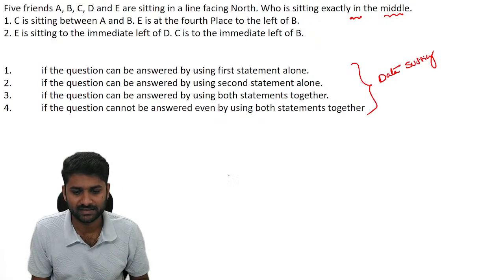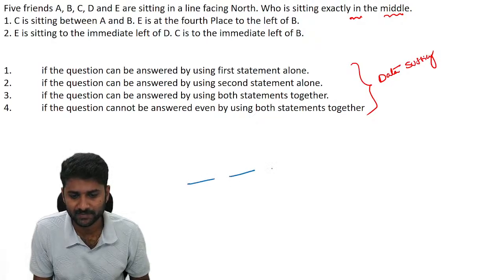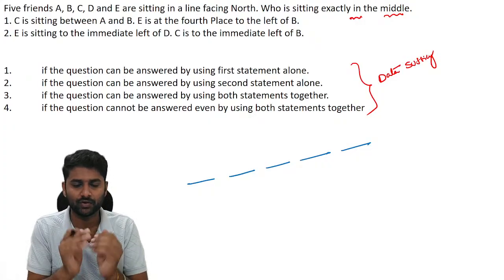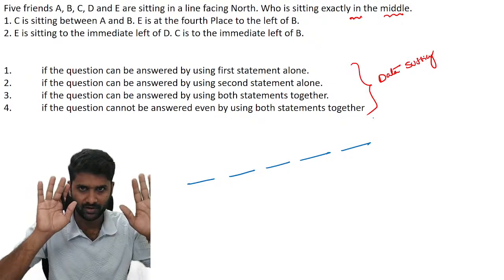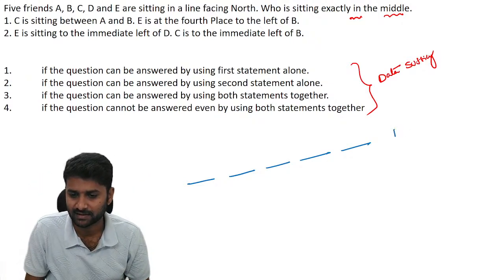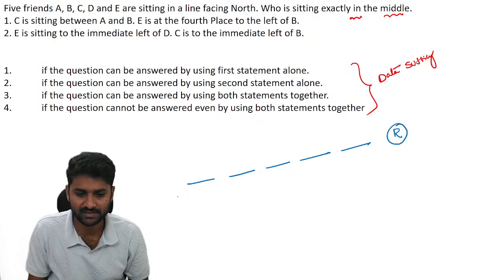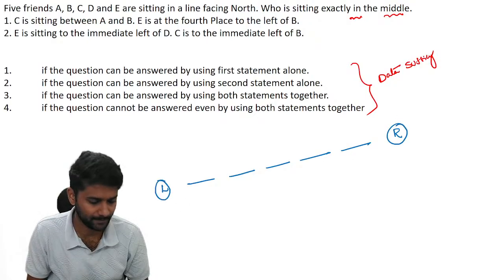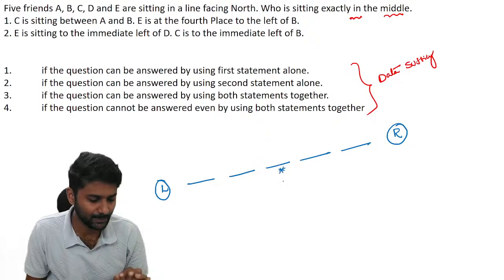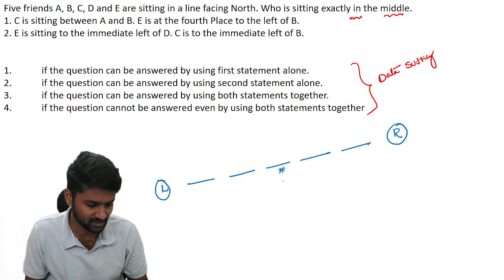Let's understand that. See, there are 5 friends. These are the 5 friends, all are facing north. Remember guys, the direction we face is always north. According to our reference, I am facing in this direction, so you can consider this as the right side. So this is extreme right and this is extreme left. Now the question we have to identify is who sits at the middle position. So we have to answer this question, which needs which statement.